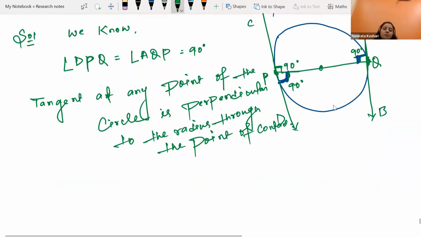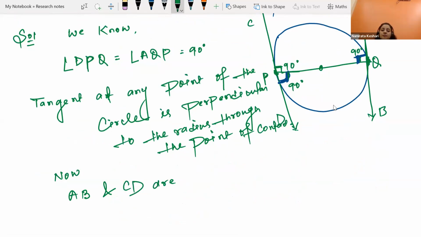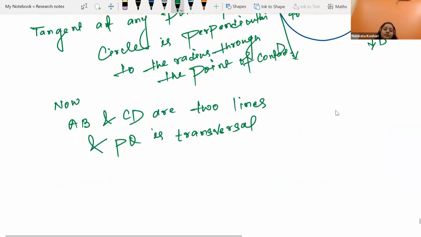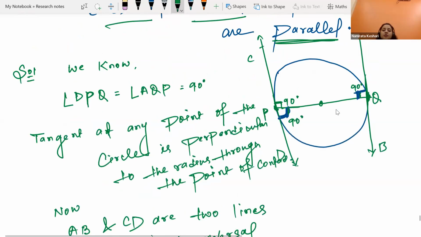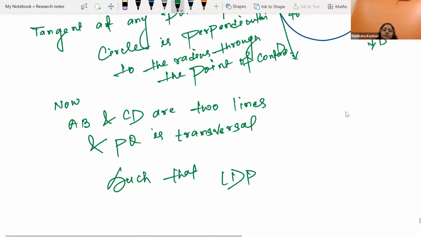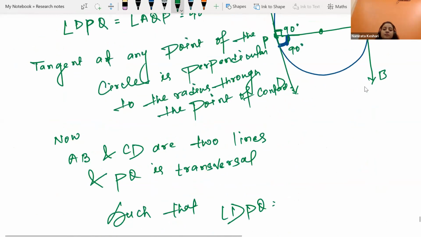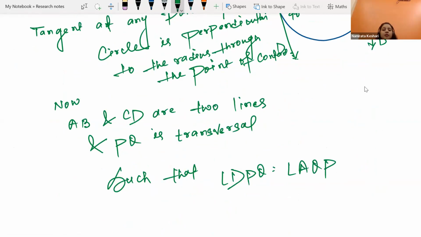Here we can say that AB and CD are two lines, and PQ is a transversal such that angle DPQ and angle AQP are both the same, which is nothing but a pair of alternate interior angles. Therefore, AB must be parallel to CD.